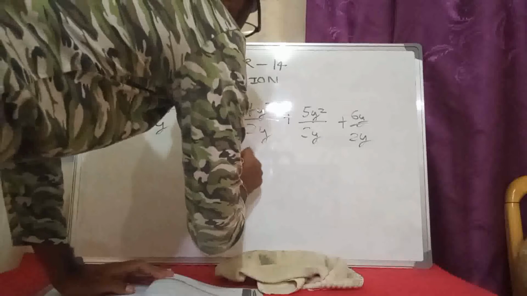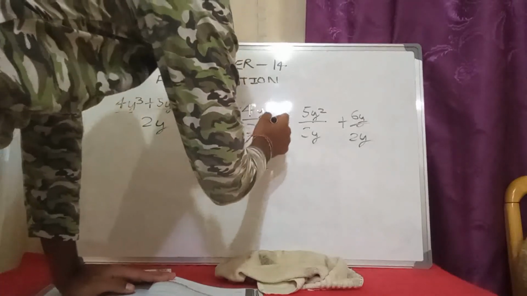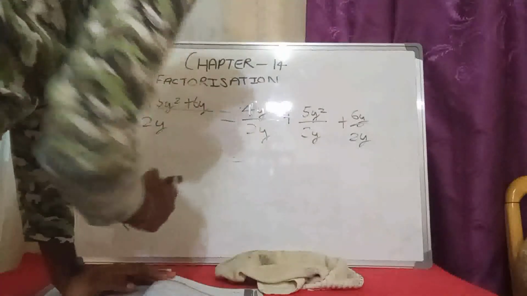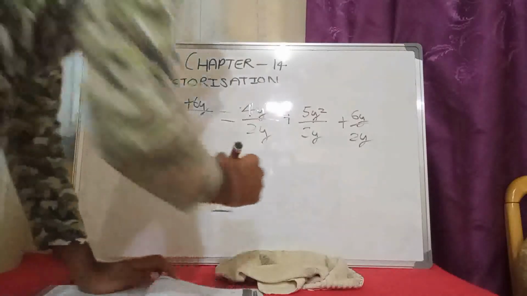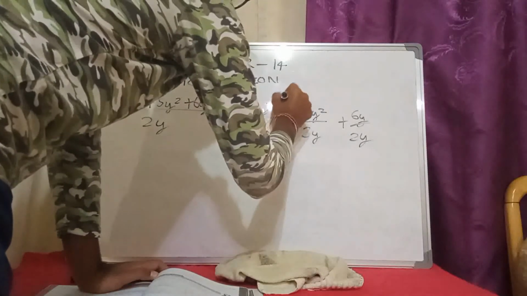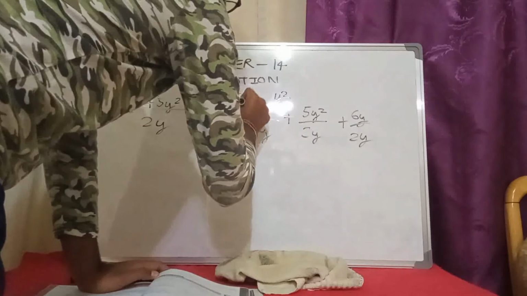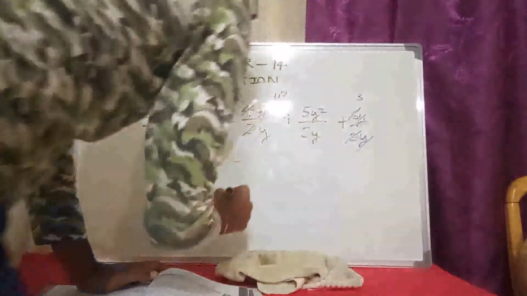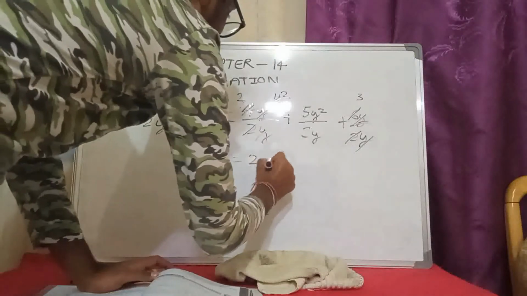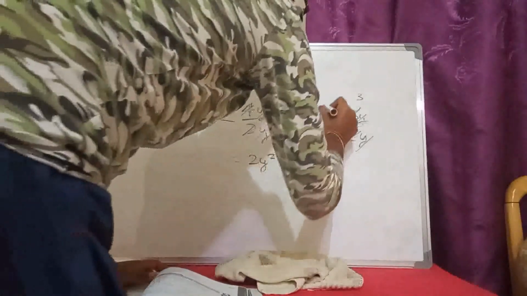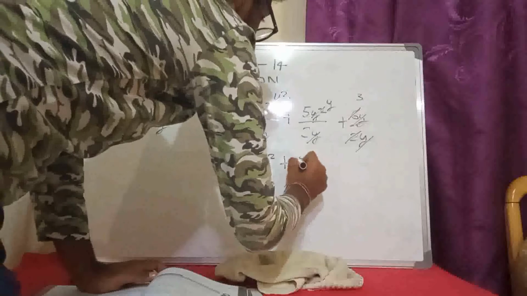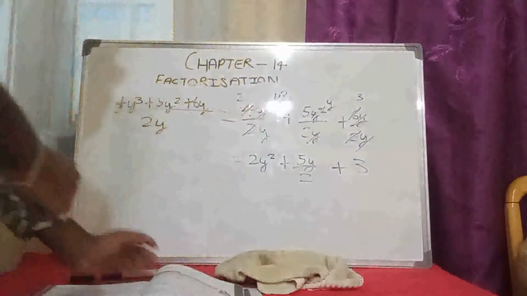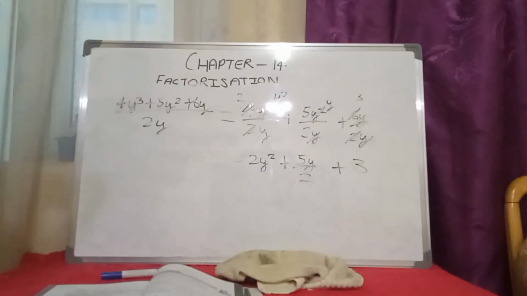So we get the answer as, we know that y cube will get cancelled as we have done in exponential powers. So y cube divided by y will give us y square, and 4 divided by 2 will give us 2. Here y and y will get cut out, and 6 divided by 2 will give us 3. So it equals 2y square plus 5y divided by 2 plus 3. So we get the same answer by doing it in the other method.